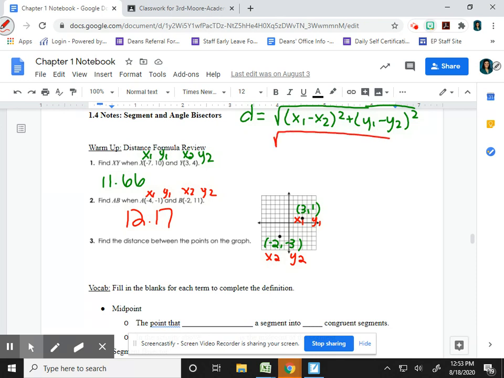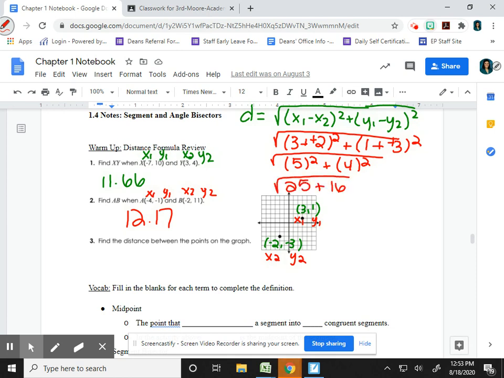Okay, so when I put this into the equation, I'm going to do 3 minus -2 squared, and then my y value is going to be 1 minus -3 squared. So this becomes a plus plus, and I really have 5 squared. This becomes a plus plus, and I get 4 squared. Simplifying that, I get 25 and 16, which is going to be the square root of 41, which seems to be a common theme that we keep getting, which is about 6.4. So those are reviews of your distance formulas.